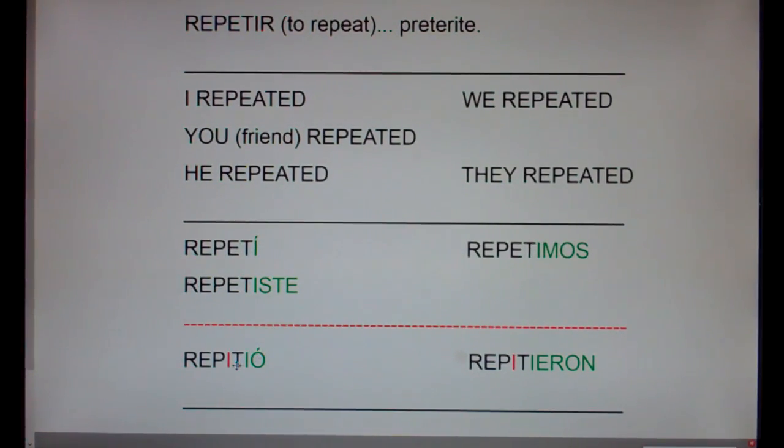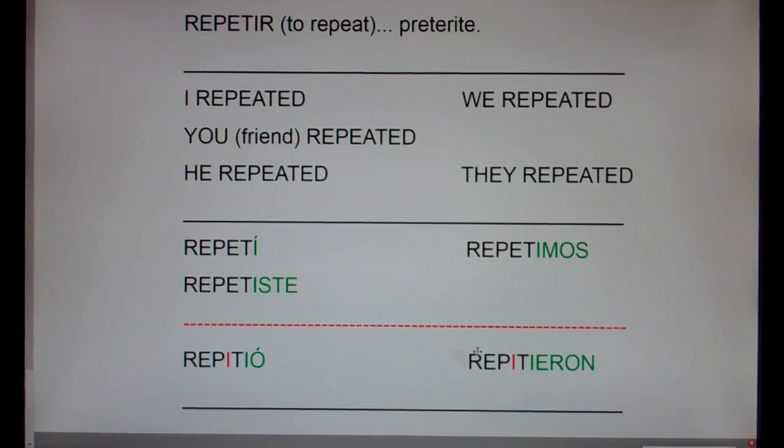Now, what's tricky is these bottom two forms here. This E turns into I, and this E turns into I. Now, hold it, Mr. Holt. I thought you said repetir was a boot verb. I thought you said all forms, the E turns into I except the we form. Be careful. In the present tense, repetir is a boot verb, and the E turns into I in all forms except the we form. In the past tense, it's what I call a sandal verb.